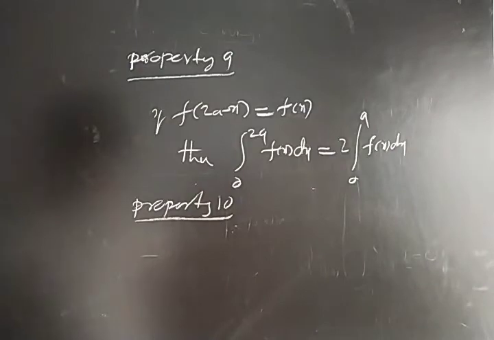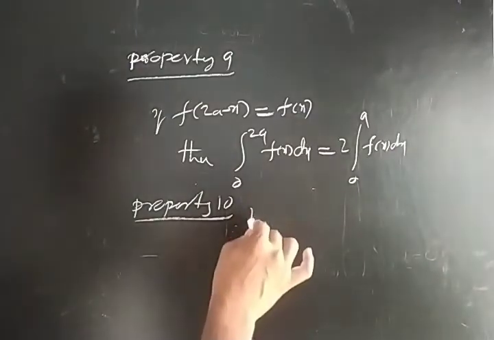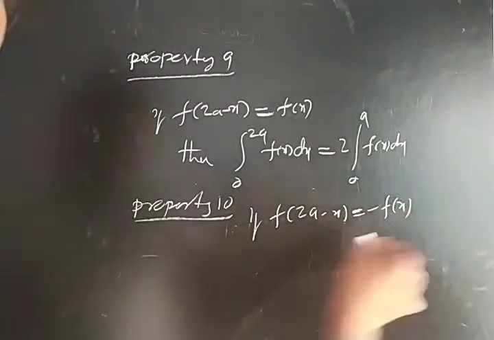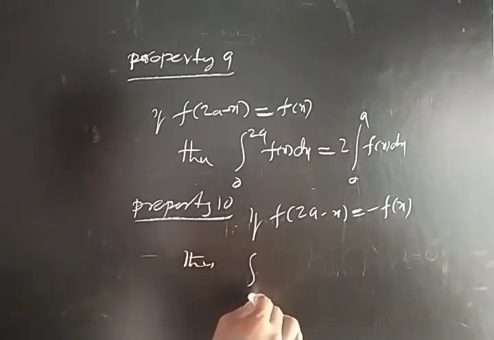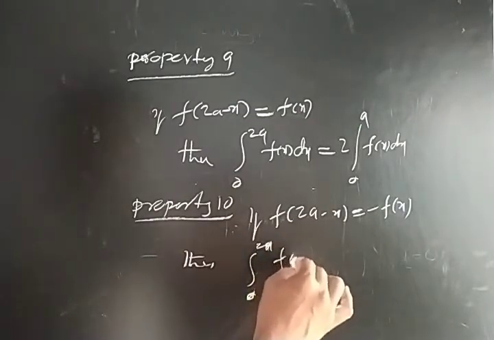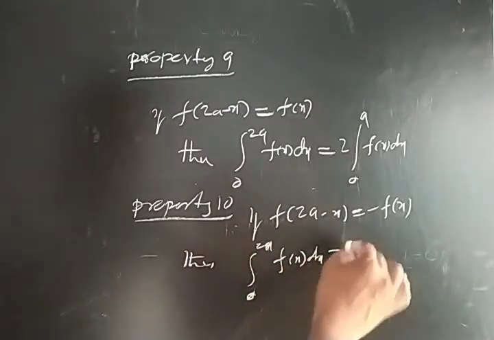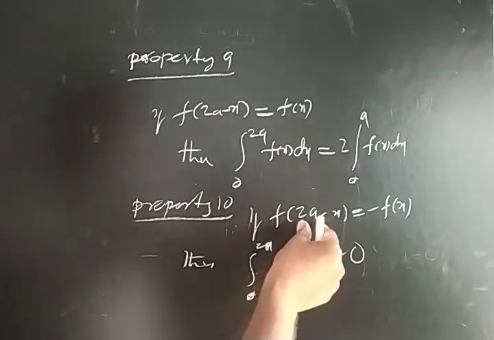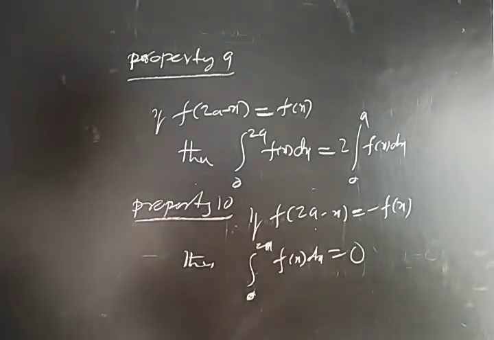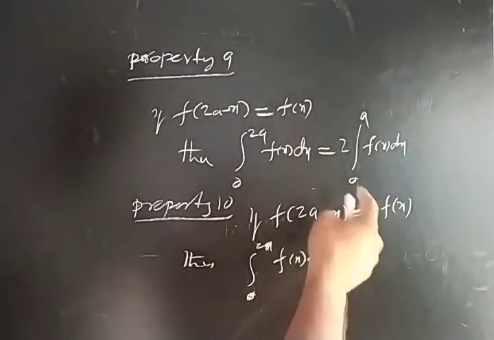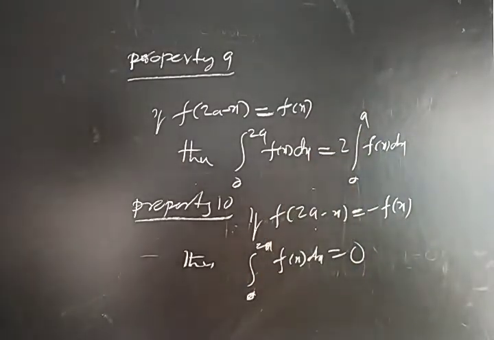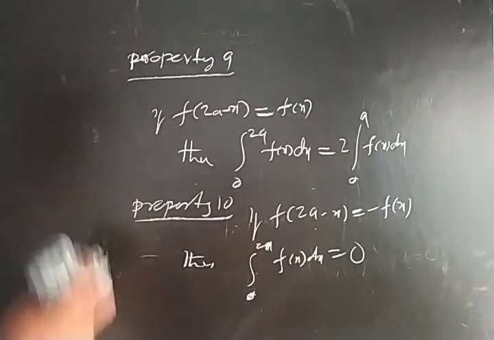Now, if f of 2a minus x is equal to minus f of x, then you can write the integral from 0 to 2a of f of x dx as 0 directly. So first of all, you have to substitute 2a minus x in place of x, and you should get minus f of x, then only we can write the integration. If it is positive, then you can reduce the upper limit, 2 times the integration 0 to a f of x dx. So these are the useful properties, the 9th and 10th.